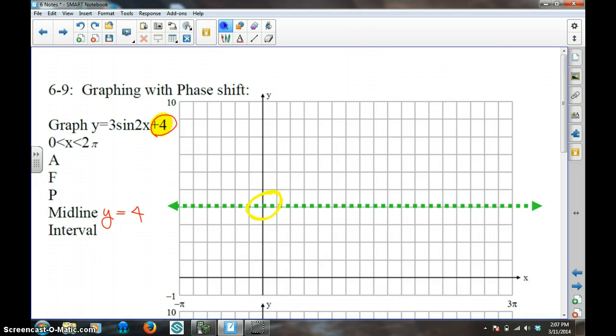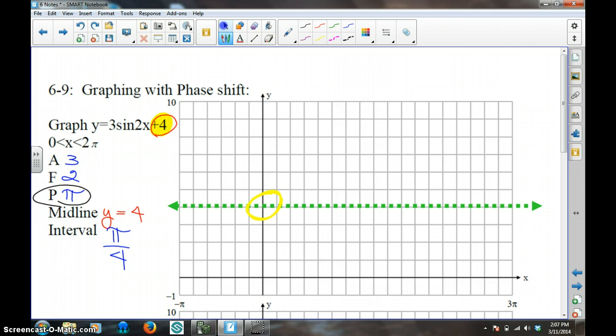Everything else you do is the same. So I'm still going to do the amplitude. For this graph, the amplitude is a 3. I'm still going to do the frequency. For this graph, the frequency is a 2. I'm still going to calculate period with 2 pi over frequency. So for this graph, my period would be pi. And I'm still going to calculate a move to the right interval by taking the number I just wrote down and dividing it into 4 units. So my interval will be a pi over 4, which we decided last block is typically blocks and a half.